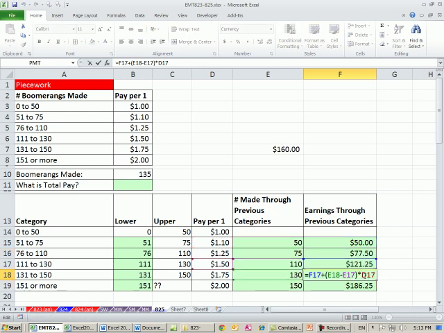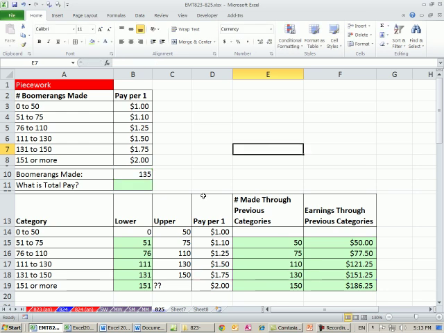So when I get to this one, I had the 121.25 from before, and then the difference between these two, which is 20 times that $1.50. Now we have all our information. We can do it in a single cell. That shouldn't be there. How did that get there?